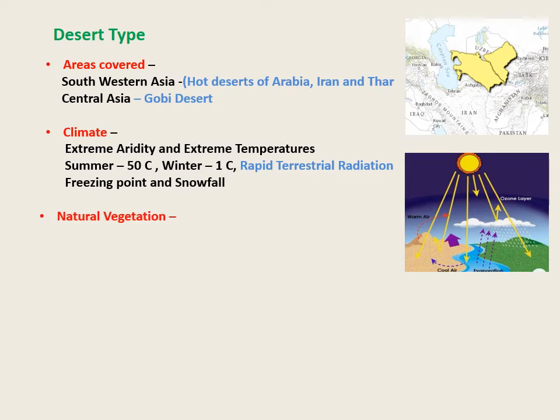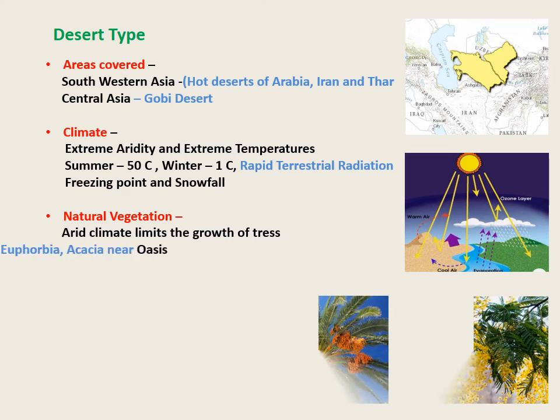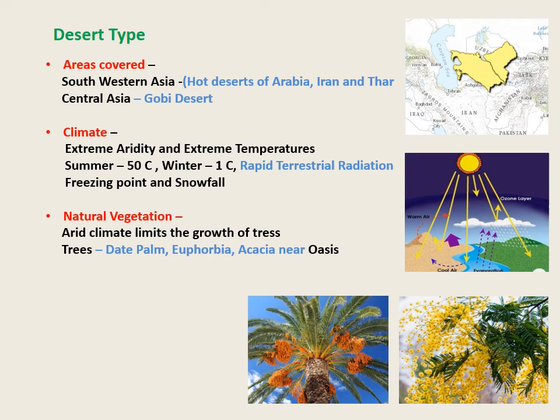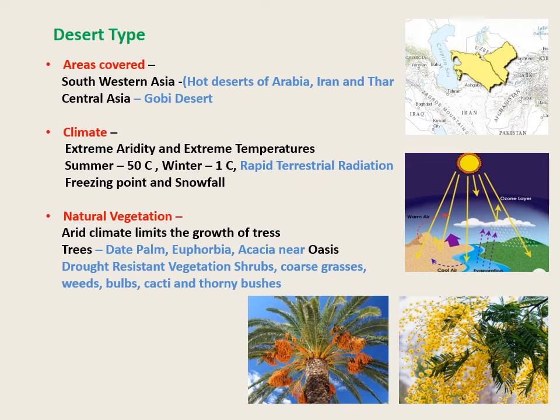Natural vegetation. The arid climate limits the growth of trees. Date palm, euphorbia, and acacia trees grow in the places in hot deserts where a little water is available, like near an oasis. Drought-resistant vegetation like shrubs, coarse grasses, weeds, bulbs, cacti, and thorny bushes grow in some places.